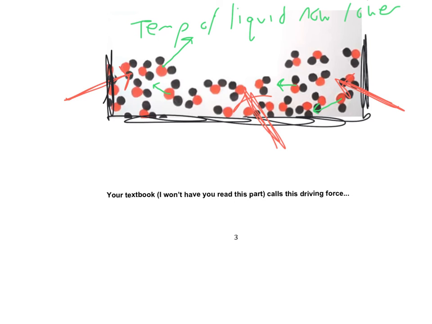The book calls this matter spread. Now, I'm not going to have you read that part of the book, but just like if we had a bottle of perfume or cologne in the class and we were in the corner and someone squirted a little bit, over time those particles would undergo matter spread, and those in the back of the room could even start to smell the perfume or cologne. The same thing is happening here, that this matter spread is a driving force, if you will.